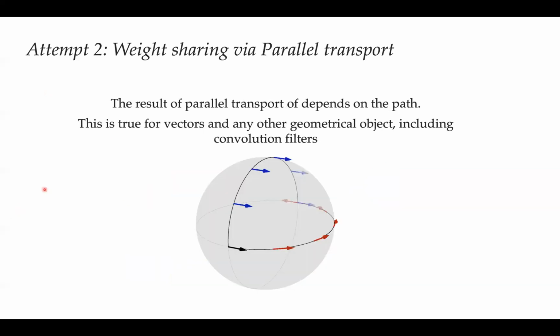We can also try weight sharing via parallel transport, but again, as Michael explained, the parallel transport is dependent on the path. And so if we define our canonical filter here, where the black vector is situated, and we parallel transport it across this arc, we would end up with a filter oriented in one direction. If we were to transport along another arc, we would end up with a filter in a different orientation. So now we have some kind of arbitrariness with respect to how we choose paths, which seems undesirable.